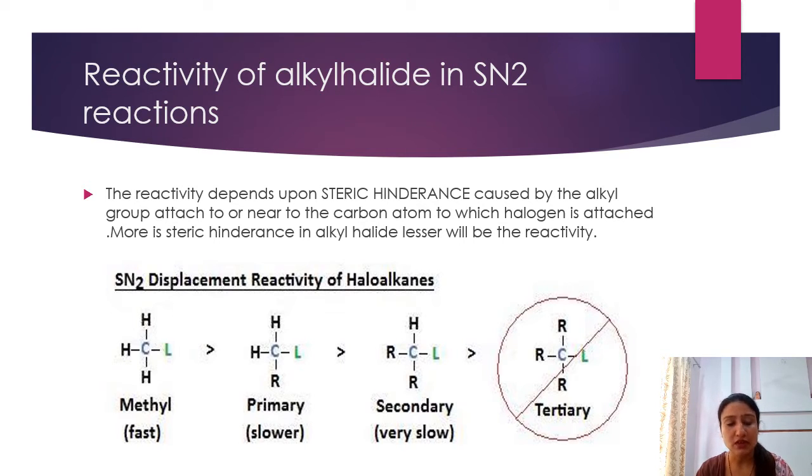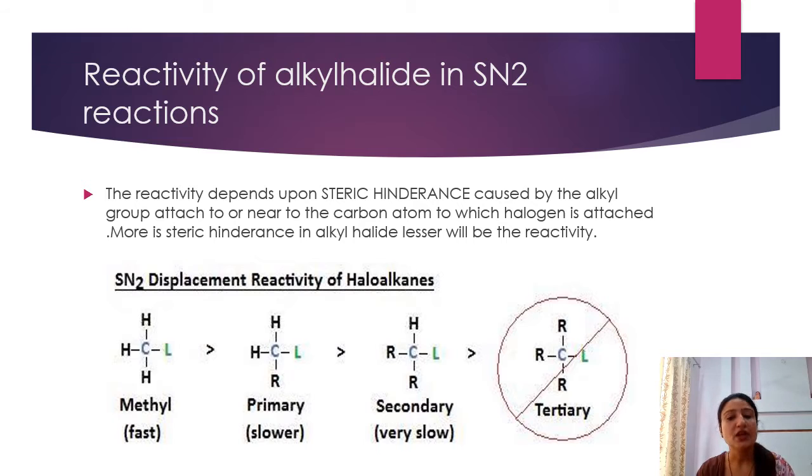You see here, I take methyl, primary, secondary and tertiary groups. In a tertiary group, three alkyl groups are attached, and these three alkyl groups don't allow any nucleophile to attack that carbon atom because of the steric hindrance created by these larger, bulkier groups. So the reactivity depends upon steric hindrance, which shows that on tertiary halides it is impossible, very tough for a nucleophile to attack the carbon containing tertiary groups.